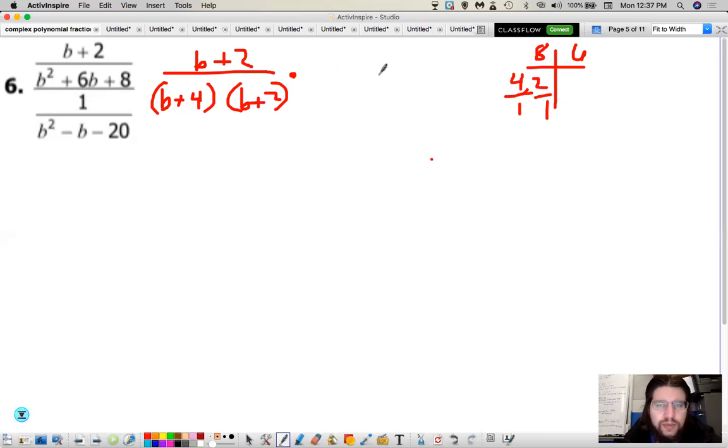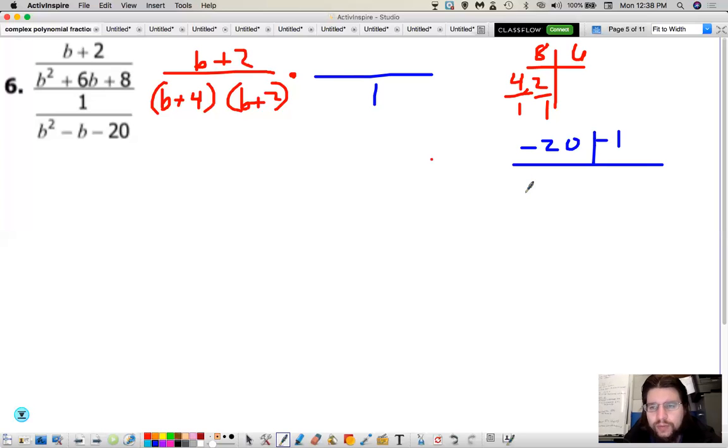So let's see, it's something over 1. Let's see, b, okay. That's a negative 20. We get a negative 1, so that's a negative 5 and a 4. Over 1 because that's what A is. That's going to factor as 1b minus 5 times 1b plus 4.